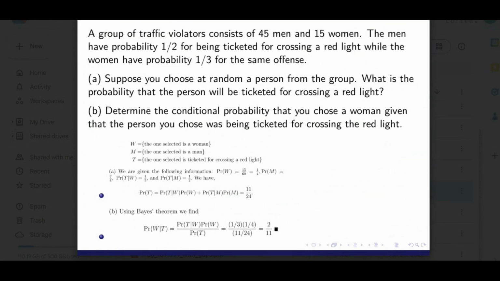Does this answer make intuitive sense? Among those ticketed, the probability that you're a woman is 2 out of 10. It does to me because, first of all, there were fewer women in the group. And then the likelihood of women being ticketed is lower. So this does not come as a surprise.